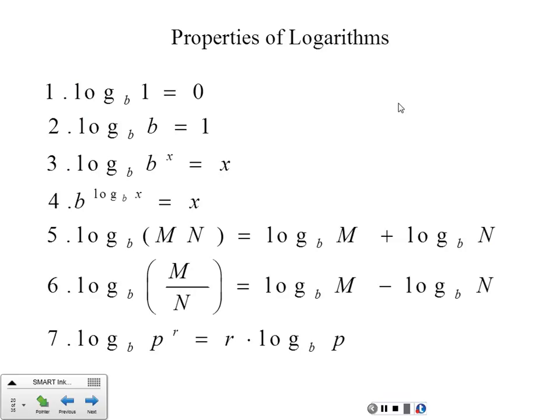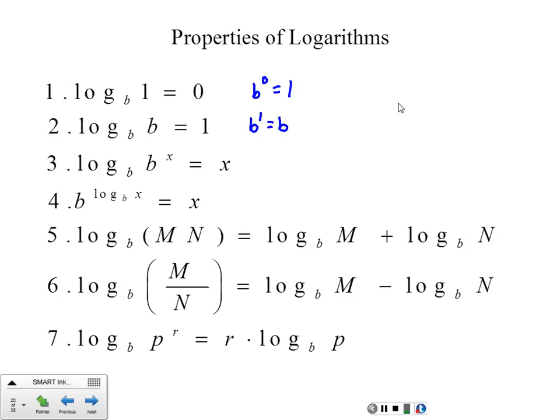You already know that. Anything to the 0 power is 1, because if you change this to exponential, b to the 0 power, anything to the 0 power is 1. And then for number 2, anything to the first power is itself. These are all properties that you're going to mix in to solve these equations.